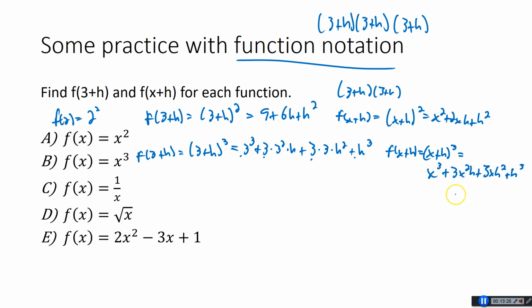If you don't know Pascal's triangle, no big deal. I talk about it more in the derivative tricks video if you want to watch that. Next up we've got 1 over x. So f of 3 plus h is 1 over 3 plus h, and f of x plus h is 1 over x plus h.